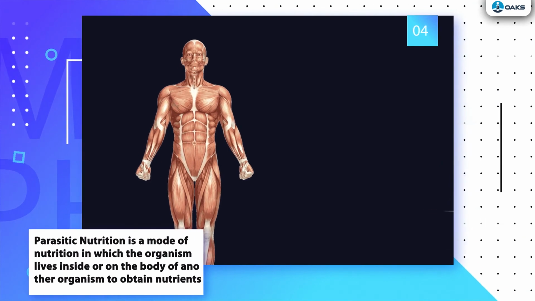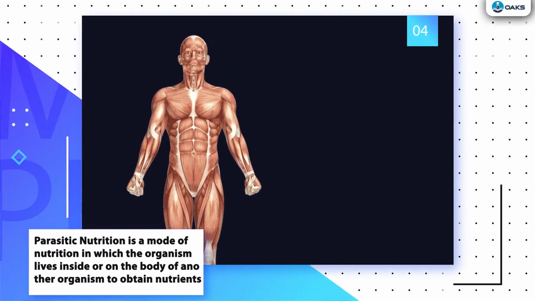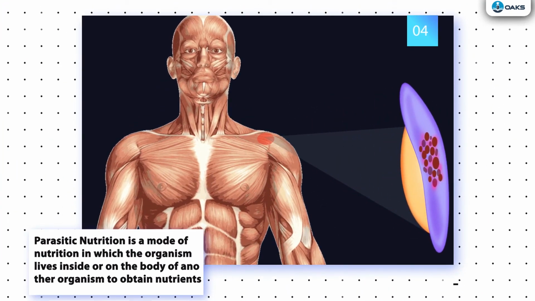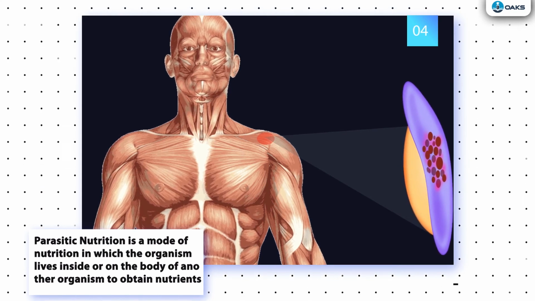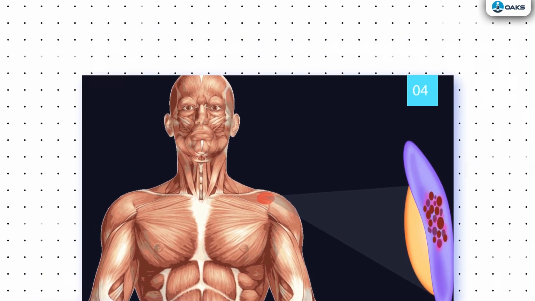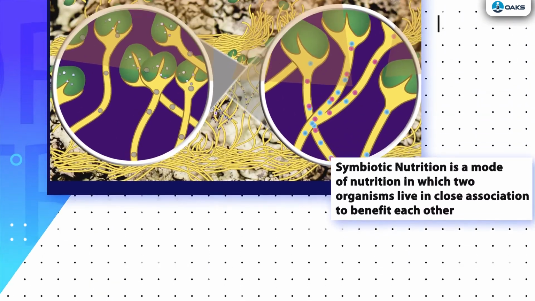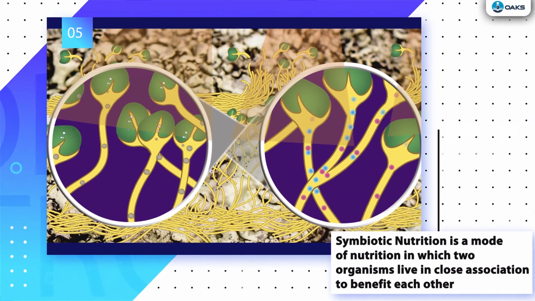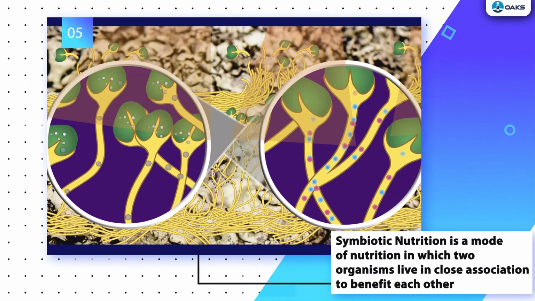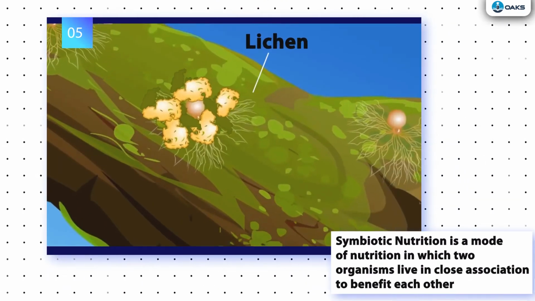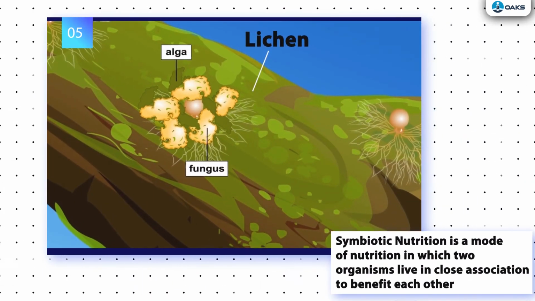Parasitic nutrition is a mode of nutrition in which the organism lives inside or on the body of another organism to obtain nutrients. Symbiotic nutrition is a mode of nutrition in which two organisms live in close association to benefit each other.